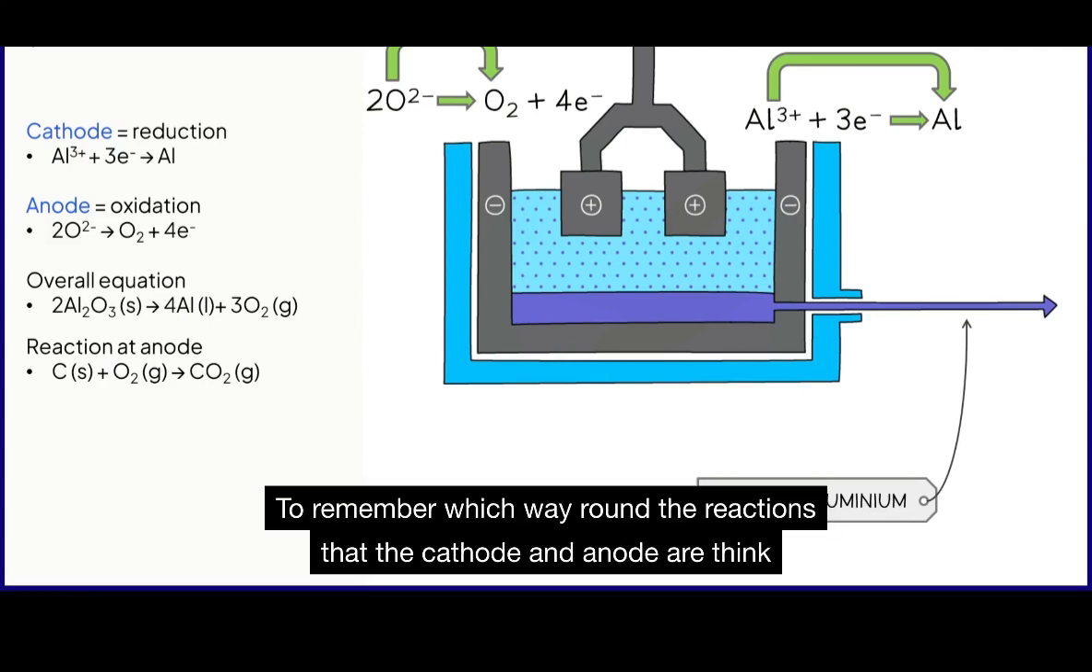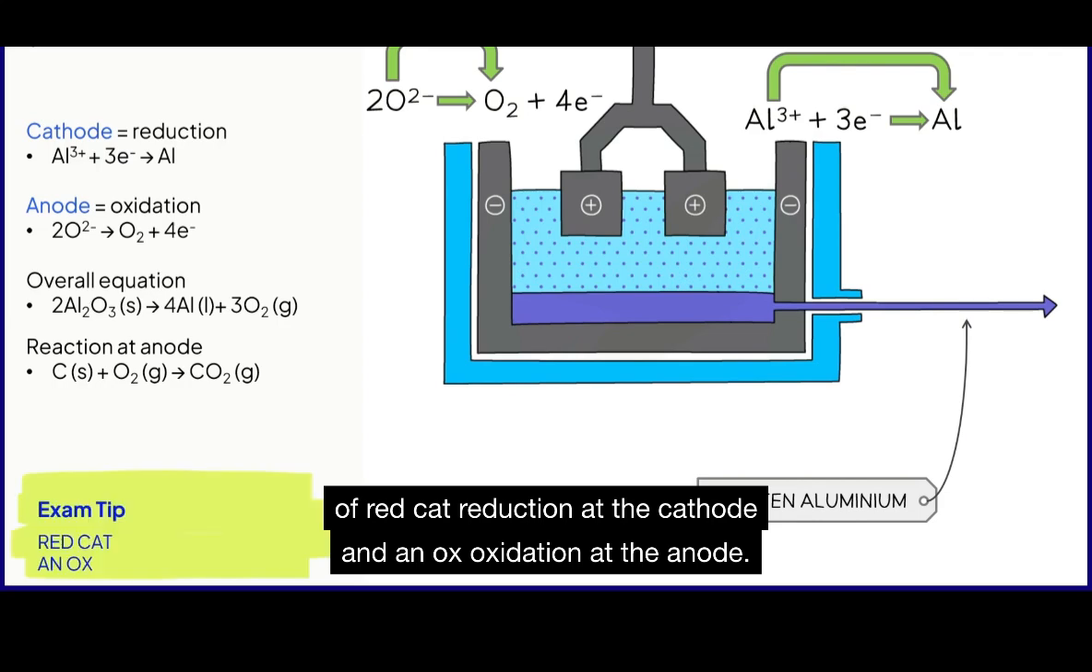To remember which way round the reactions at the cathode and anode are, think of red cat, reduction at the cathode, and an ox, oxidation at the anode.